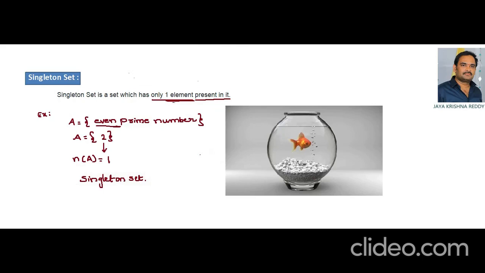See in this diagram, if we consider this aquarium as a set and the number of fishes as the number of elements of this set, how many fishes are there? Only one fish is there in this aquarium, only one fish. So we can say that this is a singleton set.